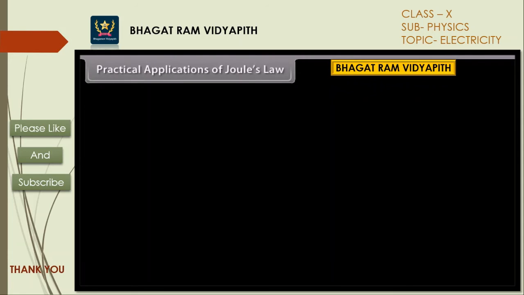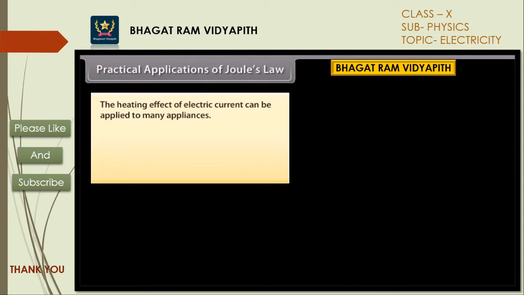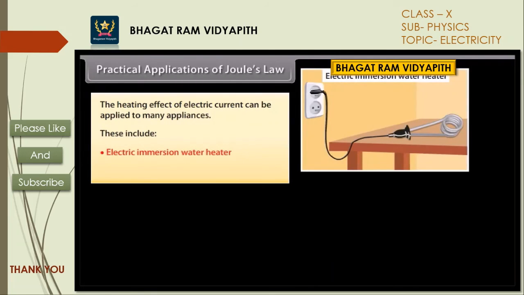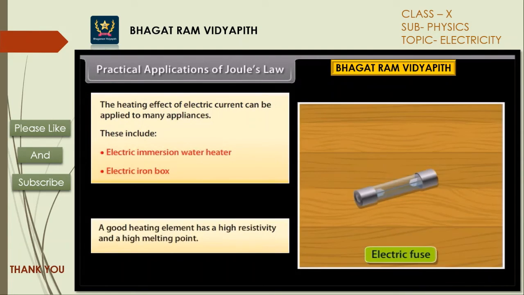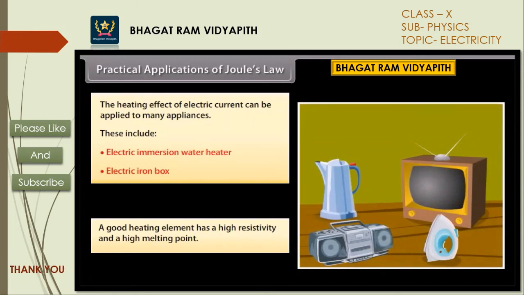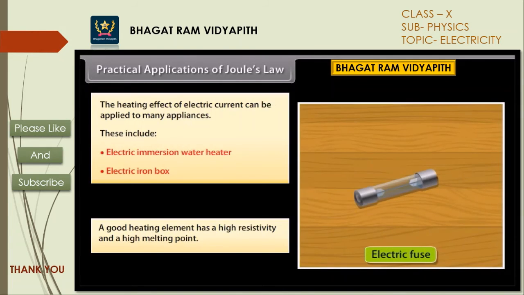Practical applications of Joule's law. The heating effect of electric current can be applied to many appliances. These include the electric immersion water heater and the electric iron box. A good heating element has a high resistivity and a high melting point. For example, an electric fuse is an example of the heating effect of electric current. The rating of 3A on an electric fuse states that the maximum current it can sustain is 3 amperes.